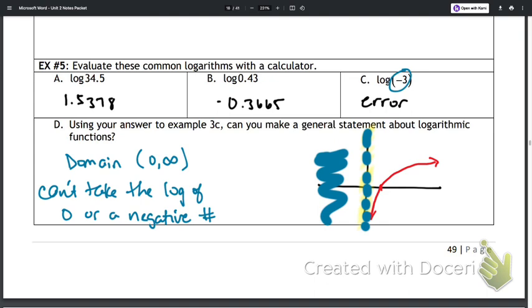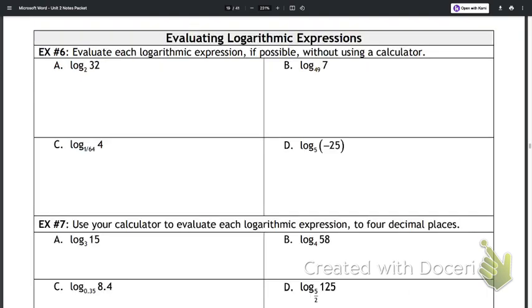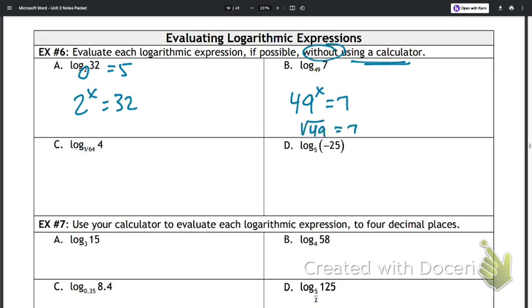Okay, on this next section, they want you to be able to evaluate these without using a calculator. So what you should be thinking is, what power do I raise 2 to get 32? Well, that answer would be 5. So this is equal to 5. On the next one, I'm thinking, what power do I raise 49 to get 7? Well, I know I take the square root of 49 to get 7. So that means that the power I'm raising it to is 1/2. So this answer would be 1/2.